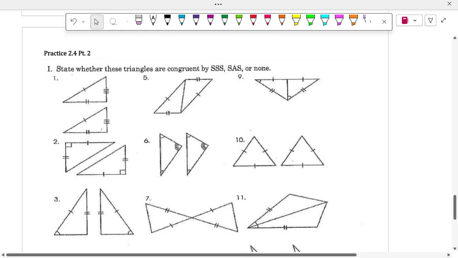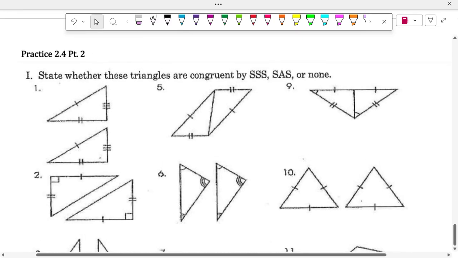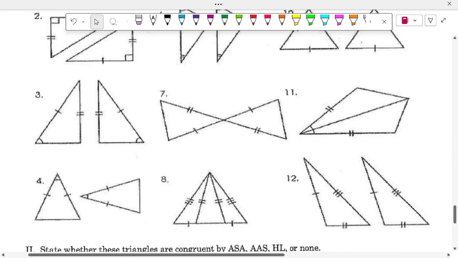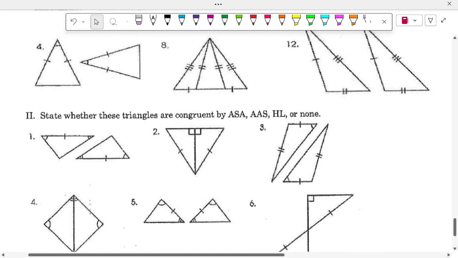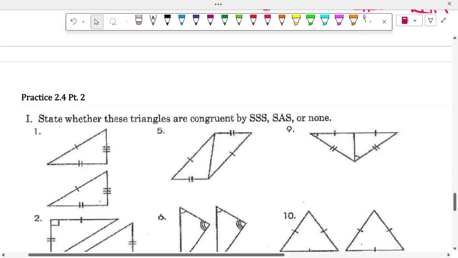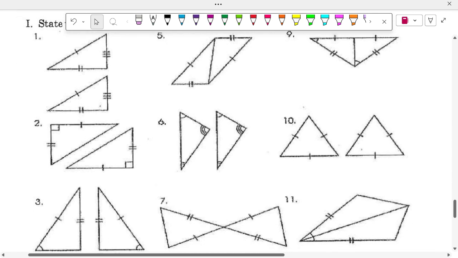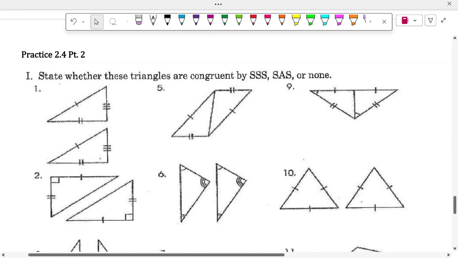All right, so last thing we're going to do, we're just going to go through and do some more congruency, and figure out what it is by what postulate. So, number one, look at it, take a think.